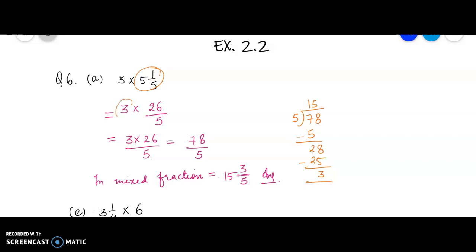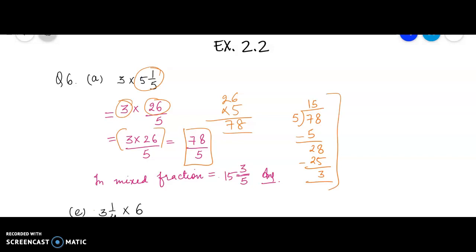Then 3 will be multiplied with 26, numerators together, upon 5. Now when you multiply 26 and 5, you'll get 78. So I am getting the fraction 78 upon 5 as my answer. But the question is also asking about the mixed fraction, and you know how to find the mixed fraction.